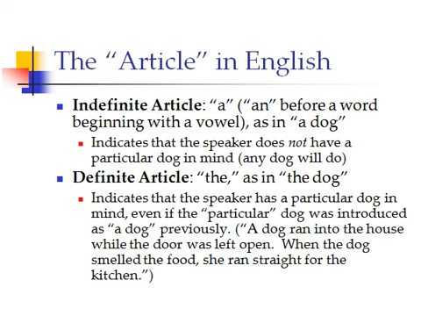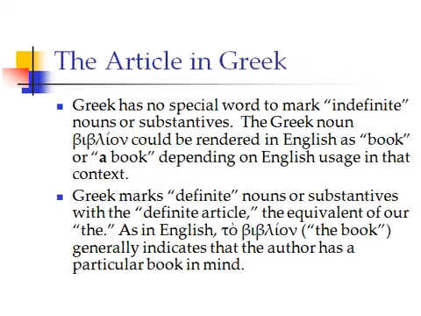And the can also simply be resumptive. That is to say, if we're telling a story about a general dog, once we've introduced the general dog, then that dog becomes particular because he or she is the dog we're talking about. As in this example, a dog ran into the house while the door was left open. When the dog smelled the food, she ran straight for the kitchen. A dog becomes the dog as soon as we're pointing to a particular canine.